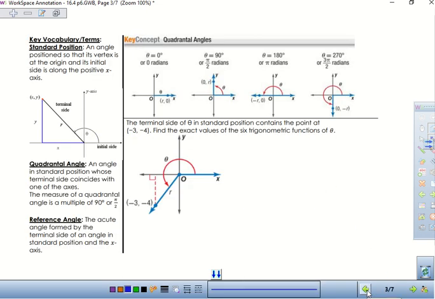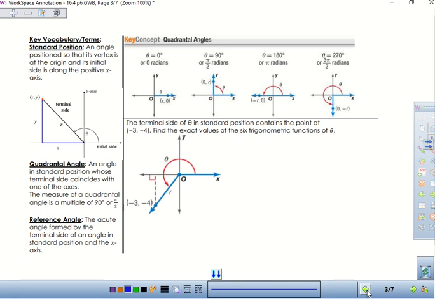So if you can all have those 16.4 notes out, those are the ones I just handed to you. We're going to talk about standard position of angles, quadrantal angles, all that stuff. So a quadrantal angle is an angle that falls directly on one of the axes. So there's really 4 types of these.